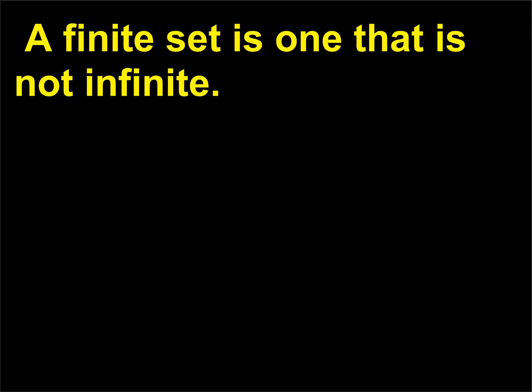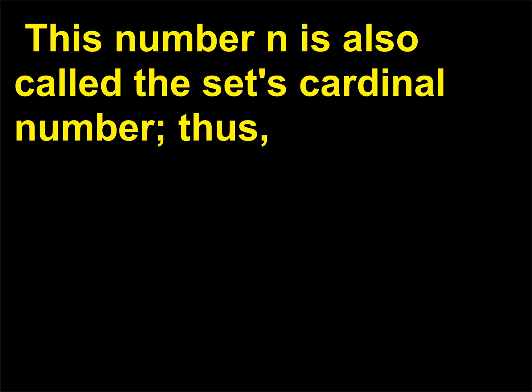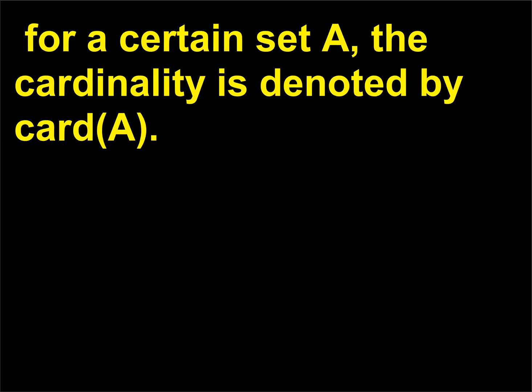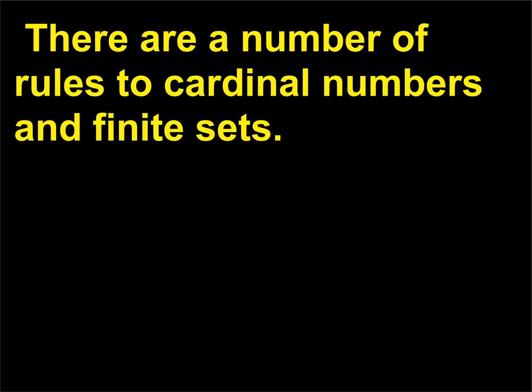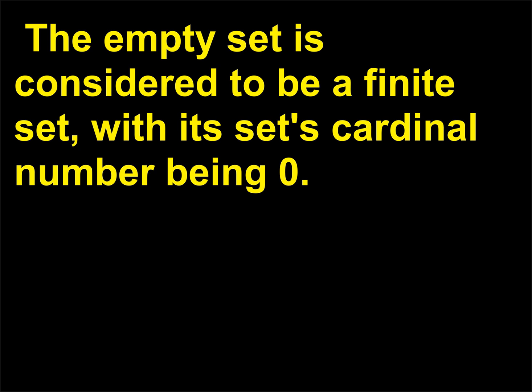A finite set is one that is not infinite. It can be numbered from 1 to n, for some positive integer n. This number n is also called the set's cardinal number. Thus, for a certain set A, the cardinality is denoted by card A. There are a number of rules to cardinal numbers and finite sets. For example, if two sets bisect, then they are said to have the same cardinality, or power. The empty set is considered to be a finite set, with its cardinal number being 0.